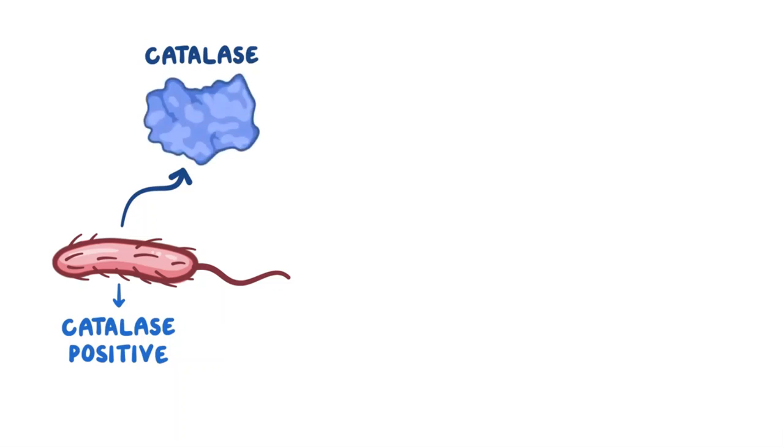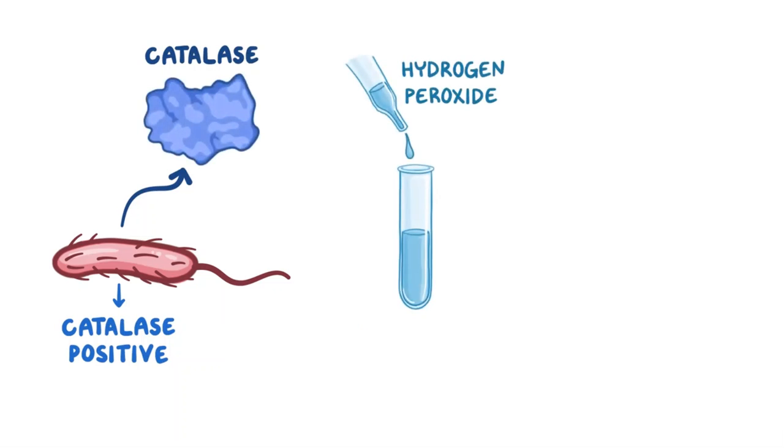Also, E. coli is a catalase-positive bacteria, and that means it produces an enzyme called catalase. This can be tested by adding a few drops of hydrogen peroxide to a colony of bacteria. And catalase makes hydrogen peroxide dissociate into water and oxygen, making the mixture foam.